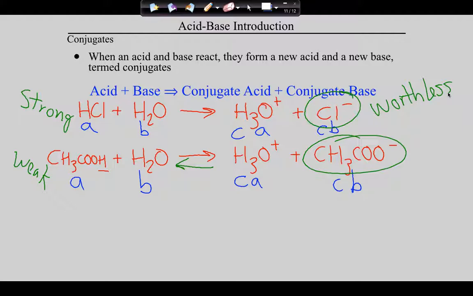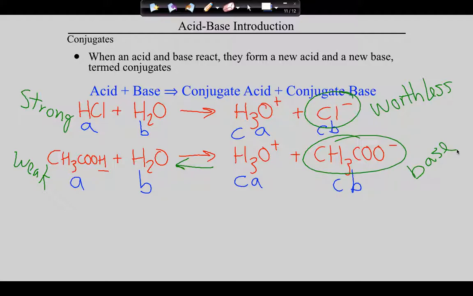Now compare it to this. Why is acetic acid a weak acid? Well, guys, the reason is because this is actually a fairly good base. Acetate ion does have the ability to pull hydrogen off of hydronium, driving the reaction in the reverse direction and causing this to reach equilibrium.